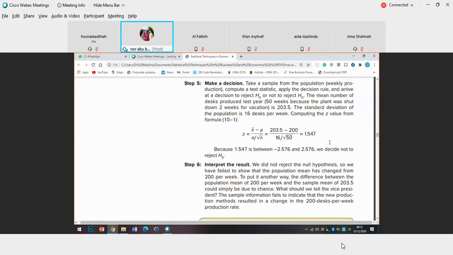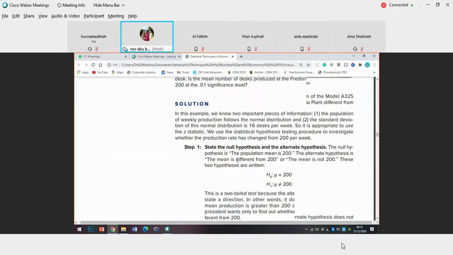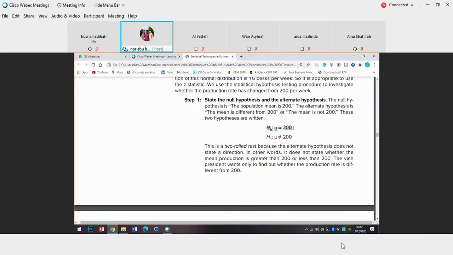And we found that the value 1.547 does not lie in the rejection region, it lies in the acceptance region. So we decide not to reject H0. Nampak ni, we decide not to reject H0. Jadi apa maksud not to reject H0? Means that this value still holds. Okay? Jadi production masih lagi 200 seminggu.